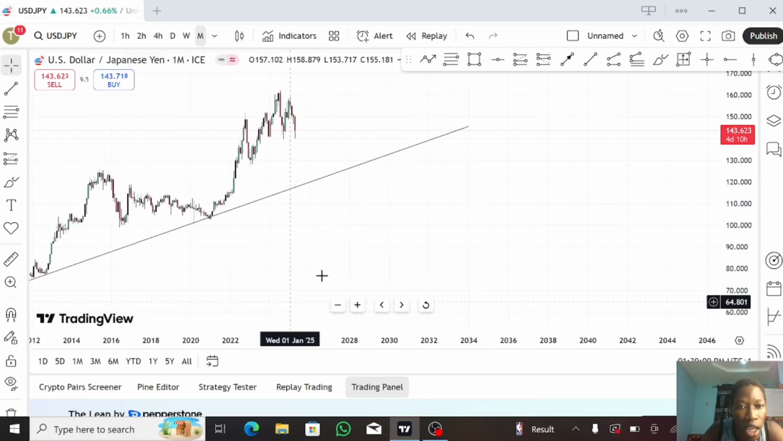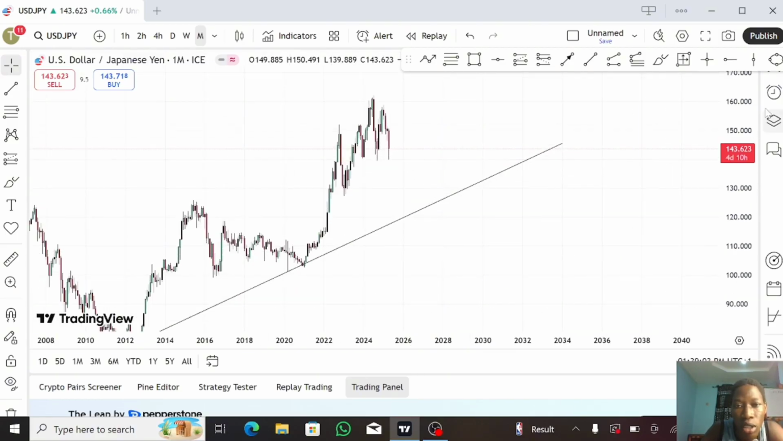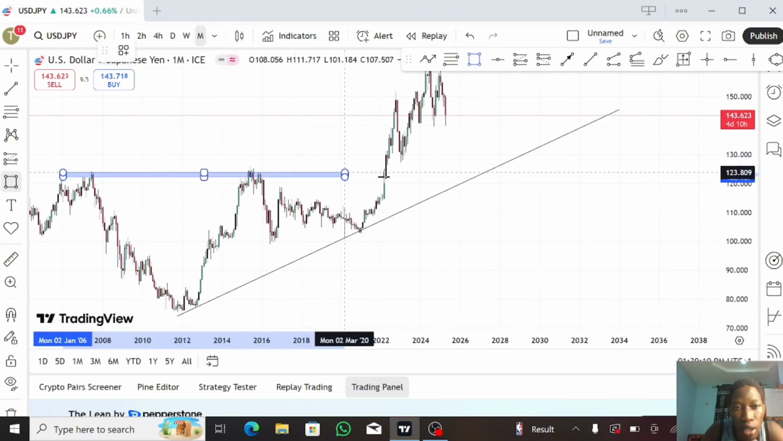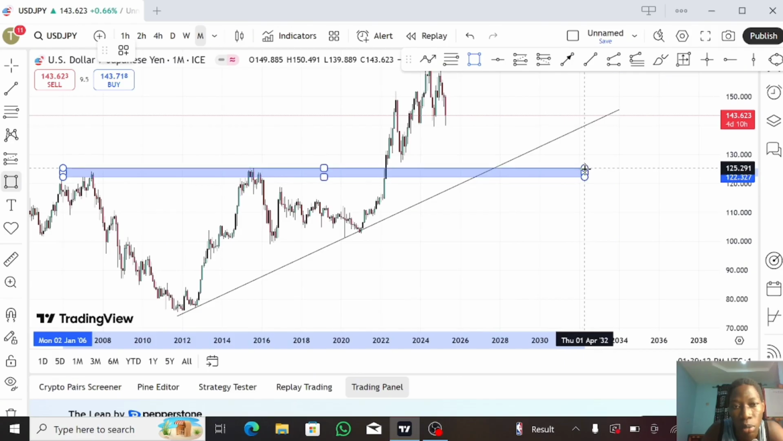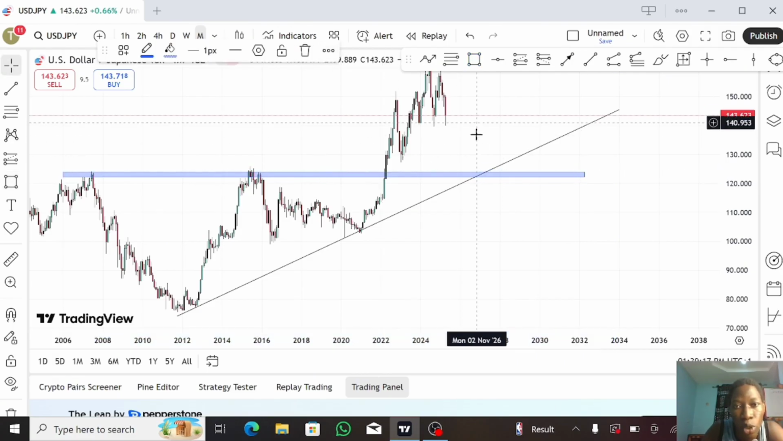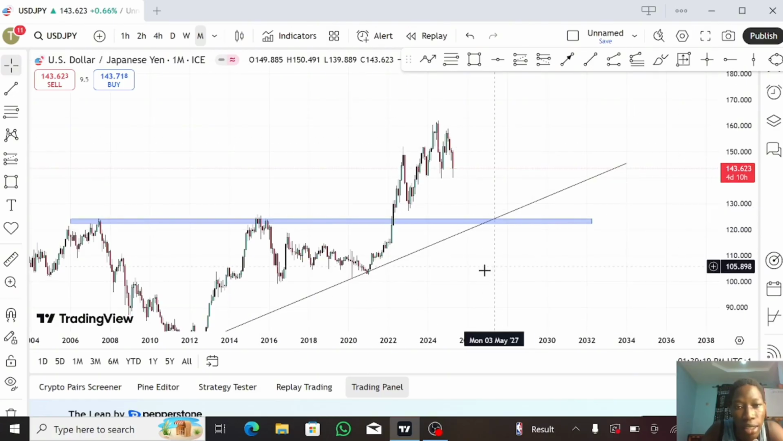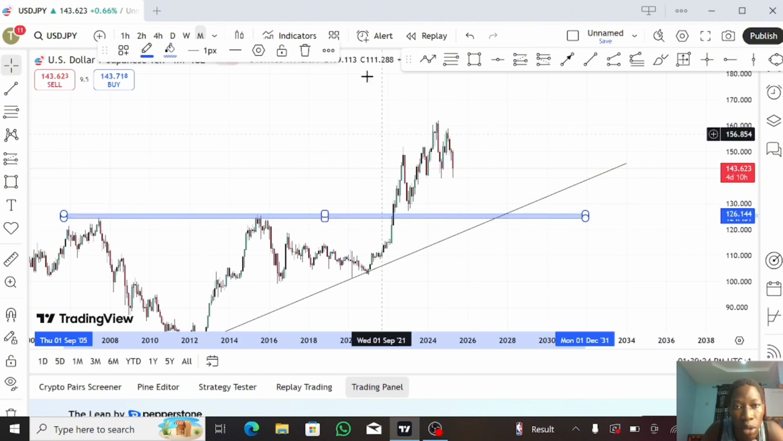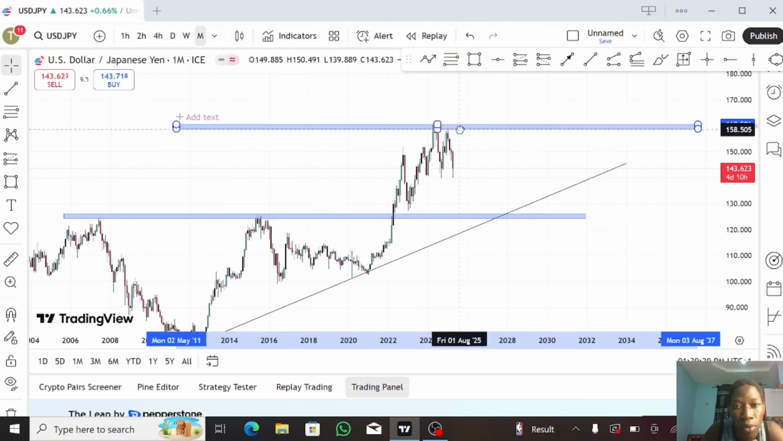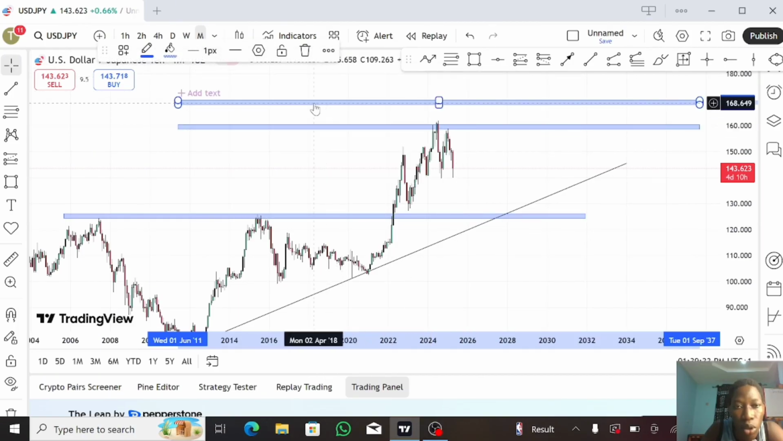If I'm to check for the major levels, we have a major level at this point here. There's a major level at this point. There's a major level at this point here. And there is another major level at this point at the bottom. So let me raise this up a little bit. There's a major level here, and there is a major level at this point. So there's a major level at this point. So there is another major level.